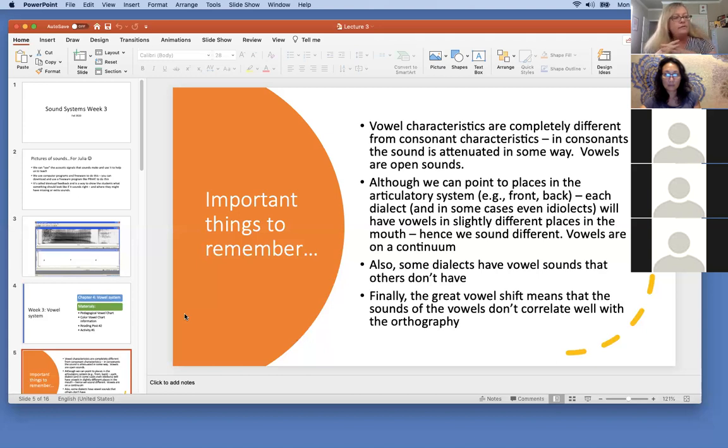So for some reason, I say "down" differently, and it's not a dialectal thing. I don't even know why I do it. I've said it since I was a kid. So that would be idiolectal. That would be something that just I do, okay?